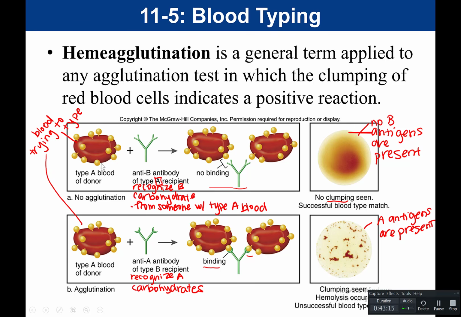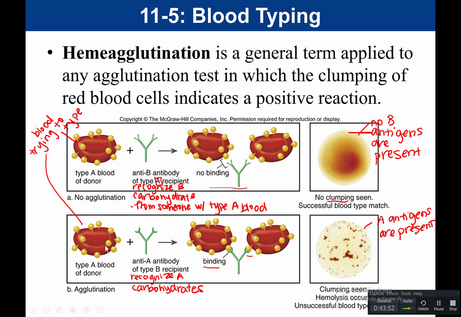On this blood, there are A-type carbohydrates. So if we mix it with an anti-B antibody, this anti-B antibody recognizes B carbohydrates. This blood does not have B carbohydrates. So we don't get binding, therefore we don't get agglutination, we don't get clumping. And when we see no agglutination, no clumping, that tells us that the B antigens are not present. There's no B antigens on this red blood cell.